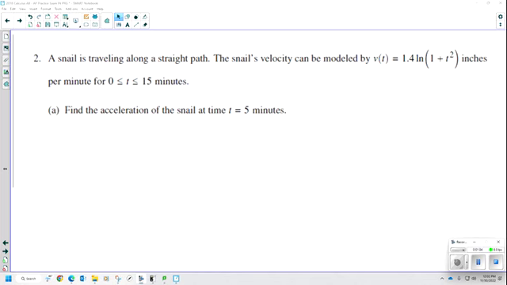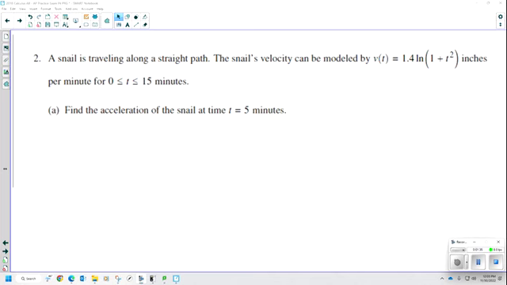Let's start free response question number 2. Number 2 says, a snail, one of the faster animals on the planet, is traveling along a straight path. The snail's velocity can be modeled by v of t equals 1.4 ln of 1 plus t squared inches per minute for a time between 0 and 15 minutes inclusive. Part A is asking us to find the acceleration of the snail at time 5.